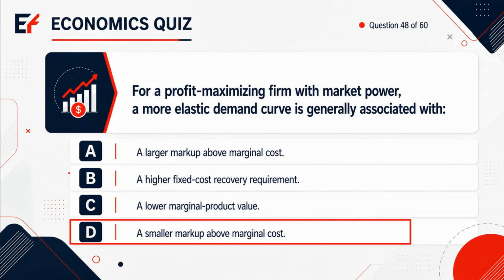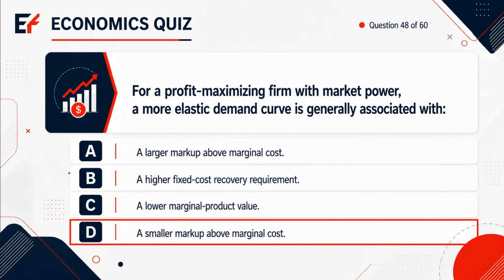Let's connect elasticity to pricing power. A firm with market power can charge a markup above marginal cost. However, when demand is more elastic, customers respond more strongly to a price increase by reducing their purchases. Therefore, the firm has less ability to set prices far above marginal cost and will generally apply a smaller markup.